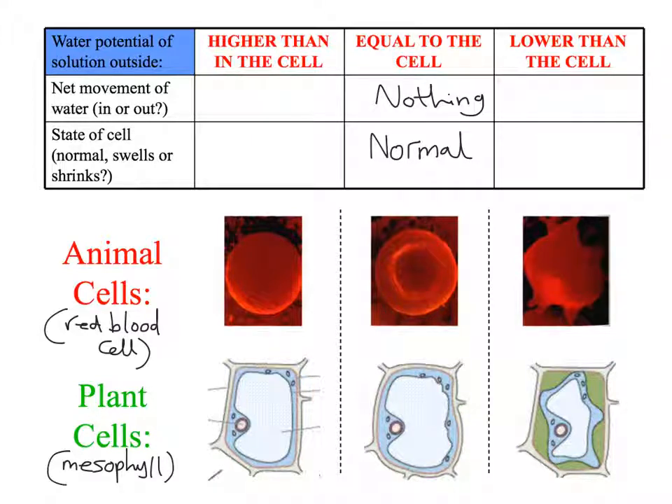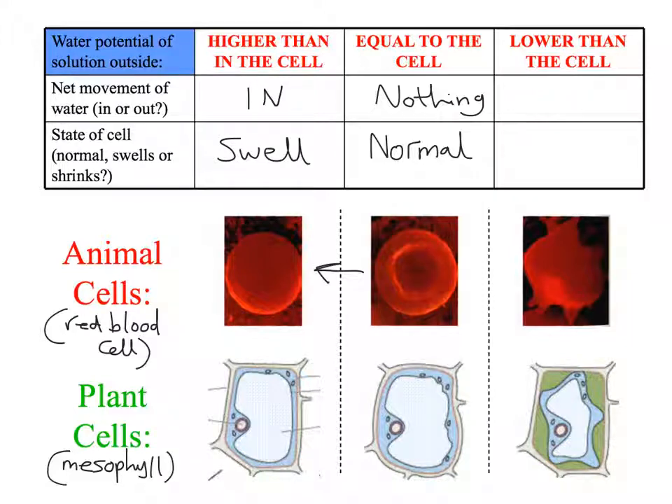Now let's take the left column where it says higher than in the cell. So that is saying that the water potential of the solution outside is higher than the actual water potential in the cell. Going from our definition of osmosis, that water moves from an area of high water potential to lower, if it's higher outside and lower in the cell, then hopefully you can see that water would move in. Water moves into the cell because it moves from where there's a higher outside into lower, which is inside the cell. Now, if water moves in, then what we see is that the cell begins to swell.